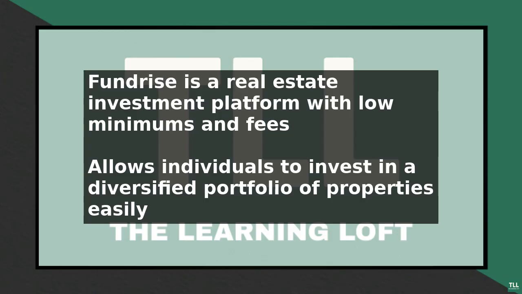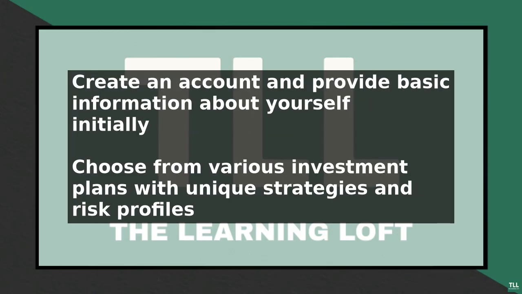Once your account is set up, you can choose from a variety of investment plans, each with its own unique strategy and risk profile. These plans range from conservative to aggressive and are designed to help you achieve your investment objectives. After selecting a plan, Fundrise will automatically invest your money in a diversified portfolio of properties, which can include single-family homes, apartments, and commercial buildings.